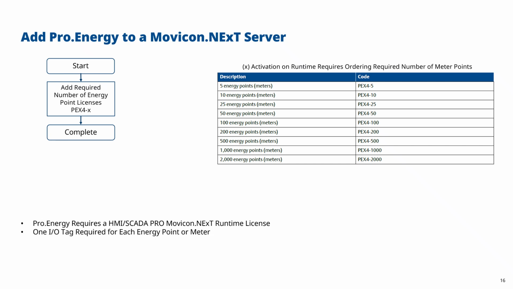Having said that, in many applications, you might already be reading that meter data from your PLC device, and you might already have that in Movicon, in which case you don't need those extra values. But just bear in mind, each meter point also requires an I/O tag for the actual raw data.